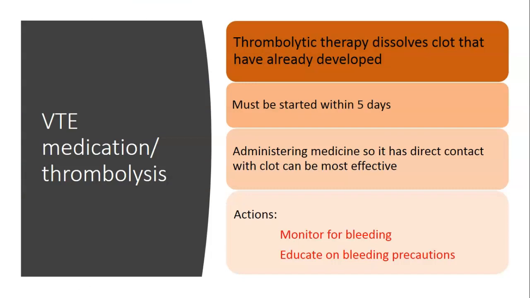So if there is a clot, you'll want to use a thrombolytic therapy, which will help dissolve the clot that has already developed. It usually has to be started within 5 days of a clot's formation. Administering the medication so it has direct contact with the clot is the most effective. Nursing, you want to monitor for bleeding and educate the patient on bleeding precautions. So if a patient is on this, they shouldn't be using a straight razor, things of that sort.